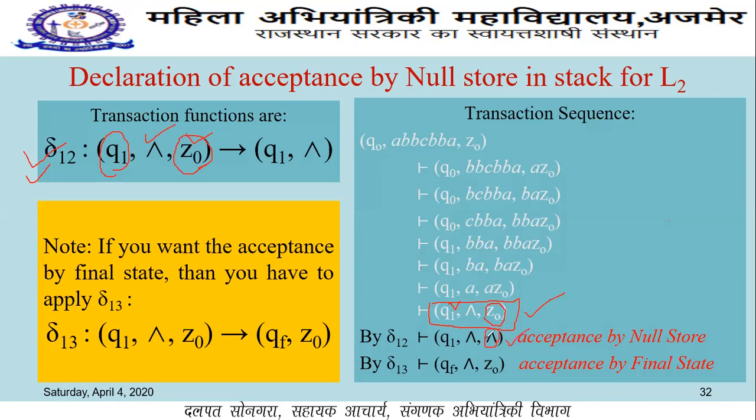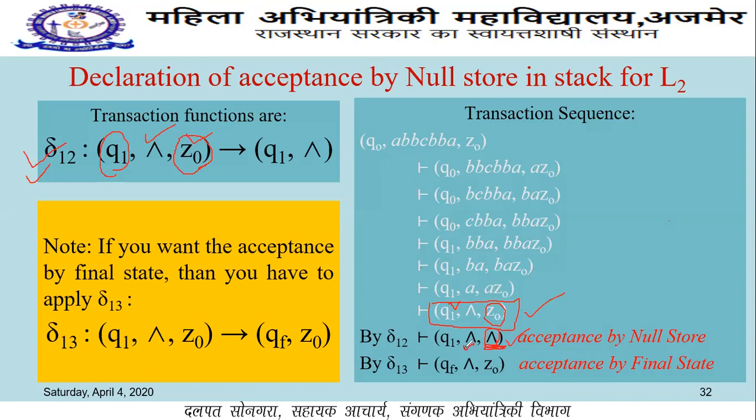In this situation, the machine halts. How can we say this? Because there is nothing left in the stack, since we wrote null in the stack, and our input string is processed, so we can say that our input string X is accepted.